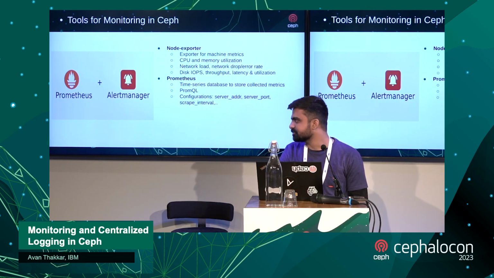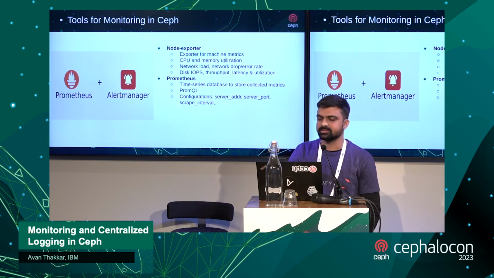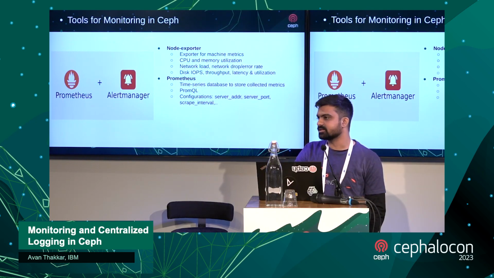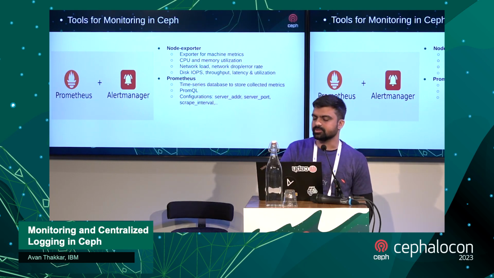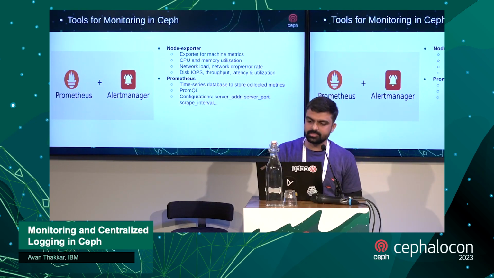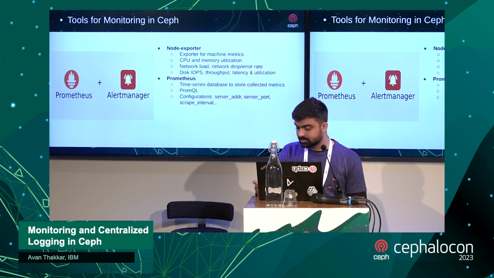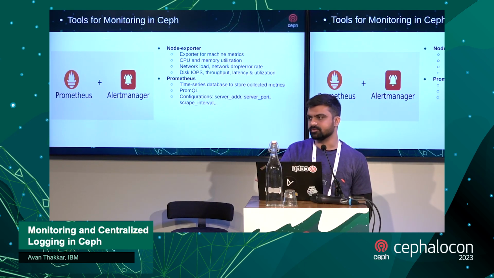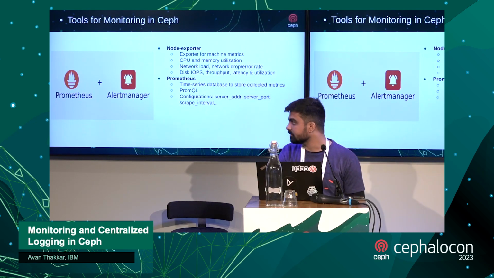These are the configurations which the Prometheus module provides: server address, port, and scrape interval. Scrape interval is a useful configuration that tells the Prometheus exporter after what interval it will scrape the metrics from Ceph, which Prometheus then scrapes, because by default it's 15 seconds in Prometheus. So it has to match. That's one of the important configurations, the scrape interval.